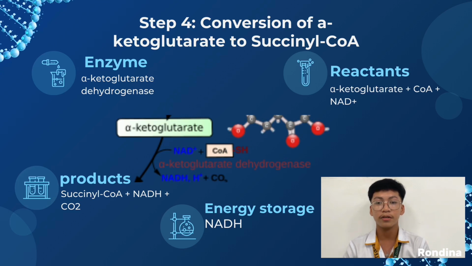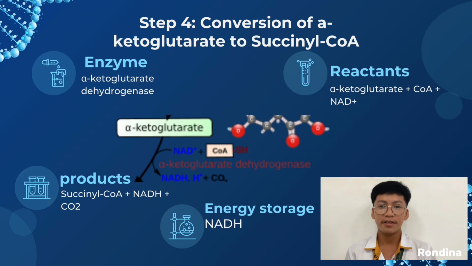During this process, a carbon atom is removed from alpha-ketoglutarate and released as carbon dioxide, or CO2. Also, the coenzyme NAD+ is reduced to form NADH, which stores energy for later and is used to generate ATP. So its final product is succinyl-CoA, a high-energy intermediate molecule, which will be discussed in step 5.